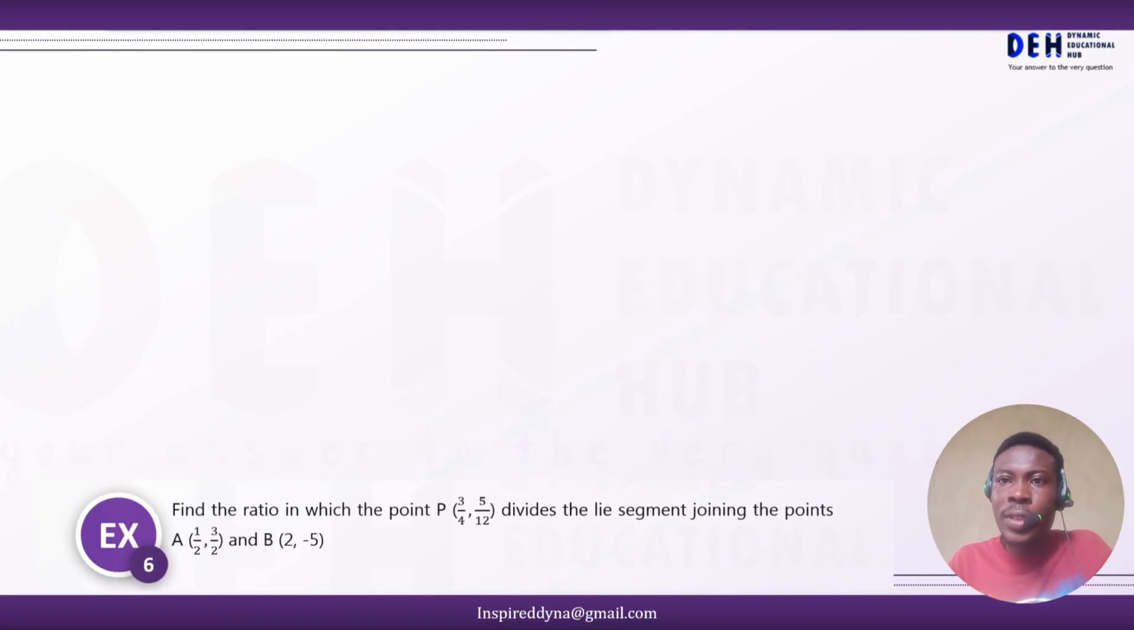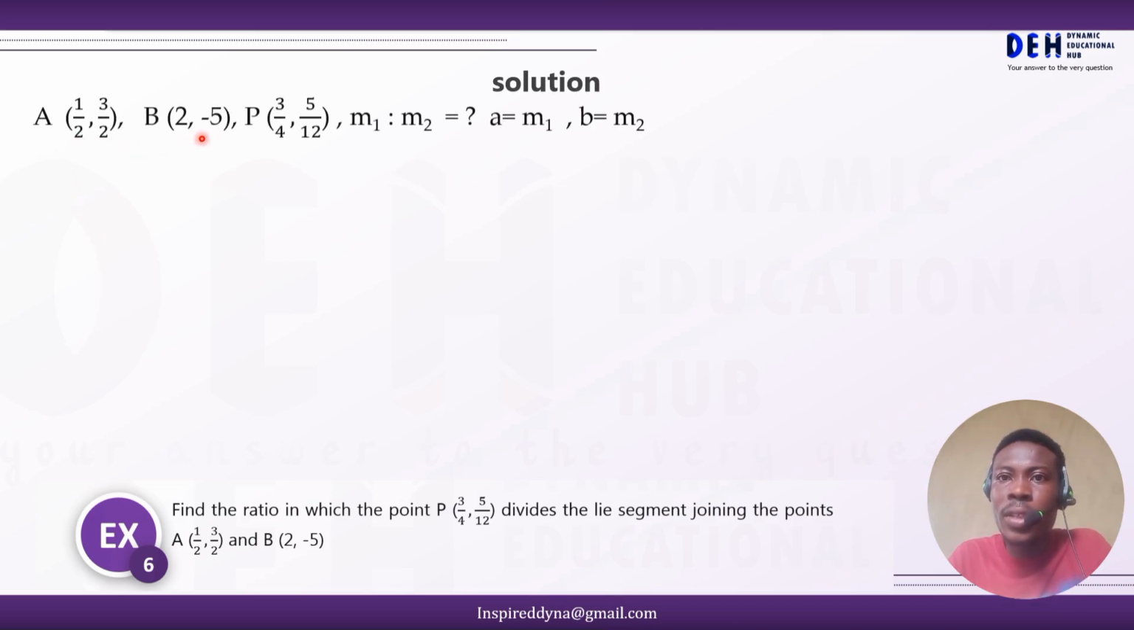To solve this question, let's write out our parameters. So we are given the coordinate of A, the coordinate of B, the point P, and we don't know the ratio, which is M1 ratio M2. So here we are going to use a to represent the ratio M1. For clarity's sake, we are going to use b to represent the ratio M2. That is how we are going to solve our question.